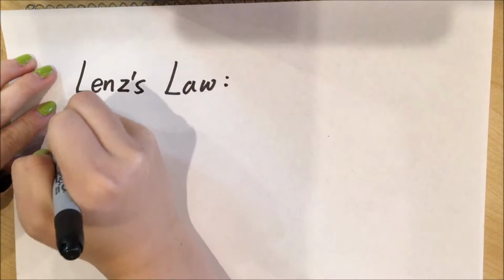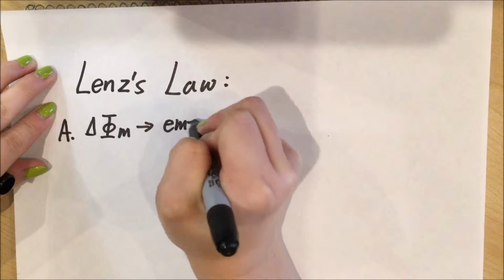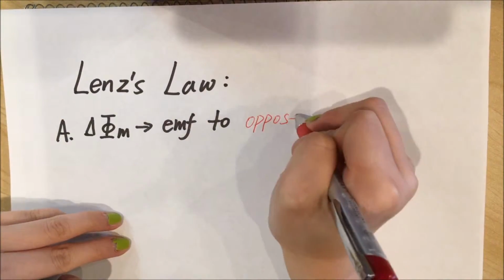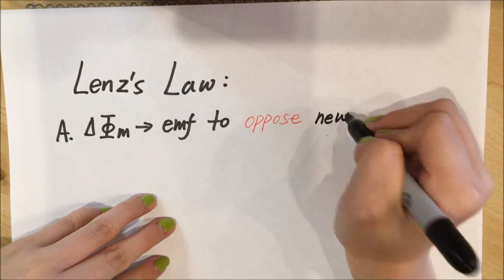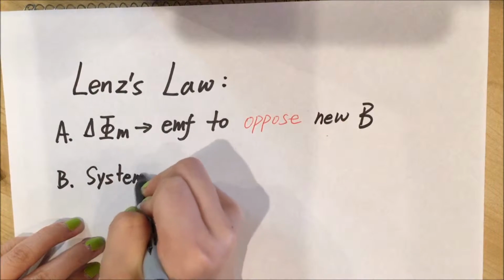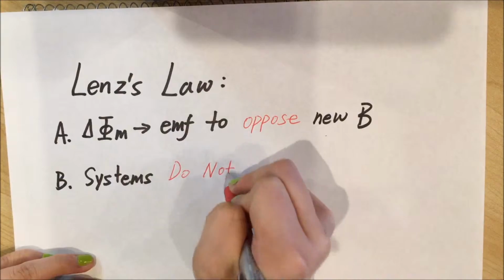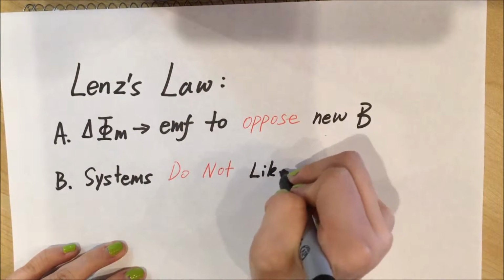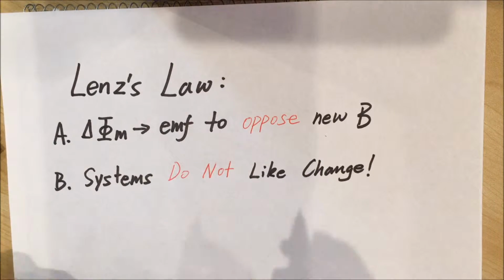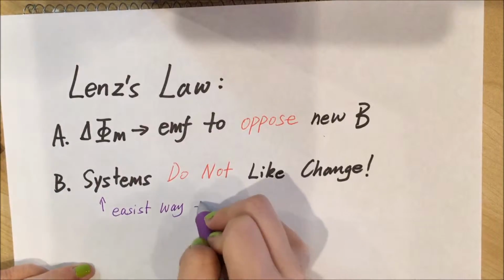Lenz's law. This basically states that a change in magnetic flux results in an EMF to oppose the new field created. And this is easily remembered by the fact that systems do not like change. So the current that results will go in a direction that minimizes the additional field that is taken away or added to the system.